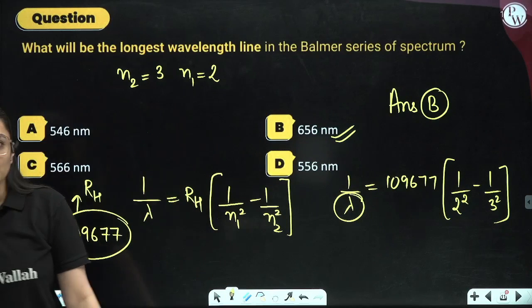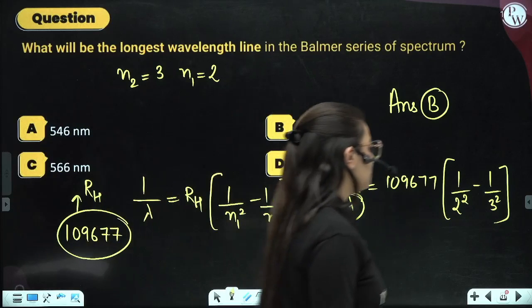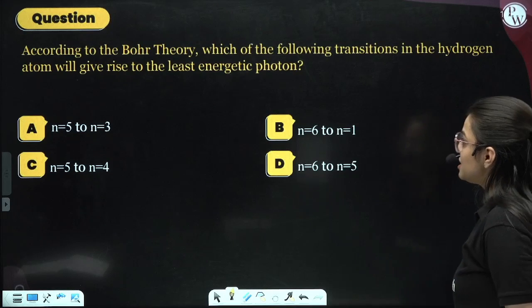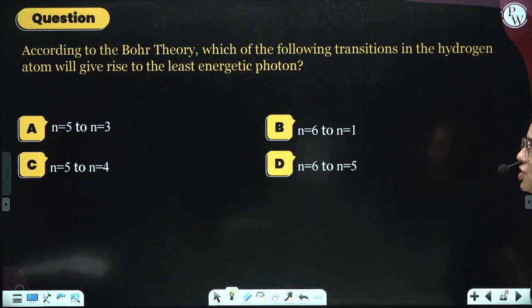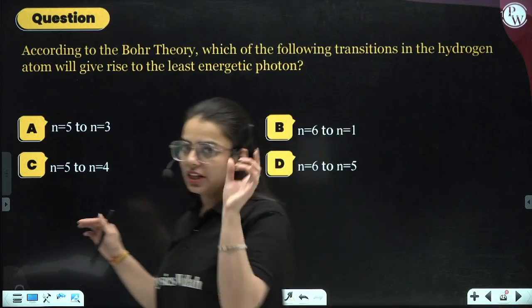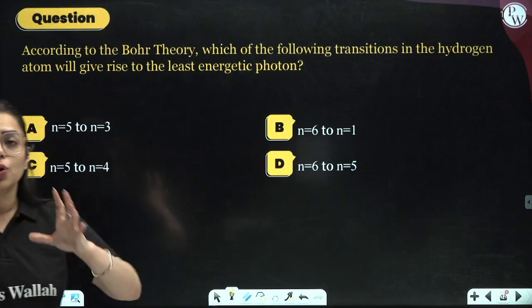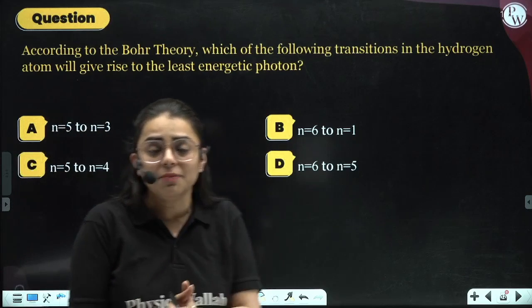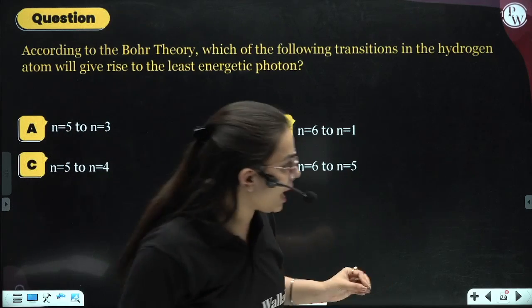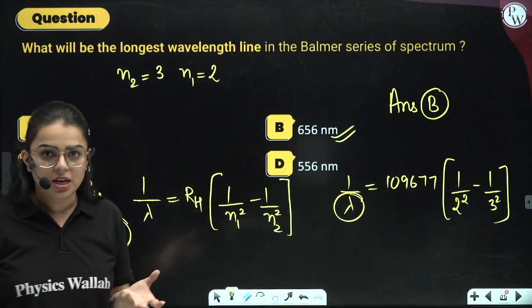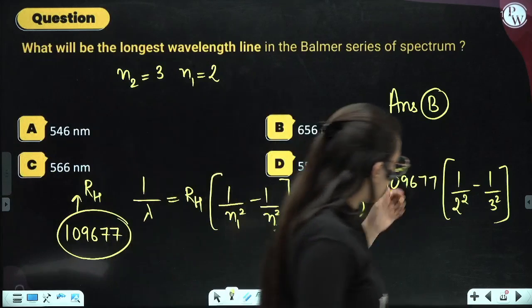Great. Can we move on to the next question? The next question is, according to the Bohr theory, which of the following transitions in the hydrogen atom will give rise to the least energetic photon? Now, I have not solved the multiplication part over here because I want you all to practice as many questions as possible in this short span of time. So, the calculation work I know you can do. I've just given you a hint and solution over here on how you have to solve the questions. The rest of the work I know you will be able to do so fast.